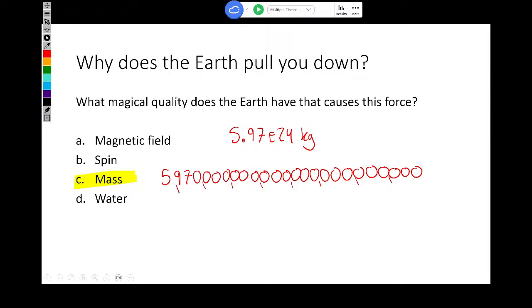That number is so stupid big. Here, let's put your mass next to it. Roughly, let's say the average human is 70 kilograms. There you go. It's such a stupidly large number that you can't even imagine it.